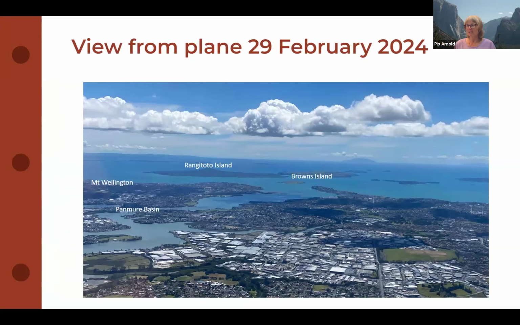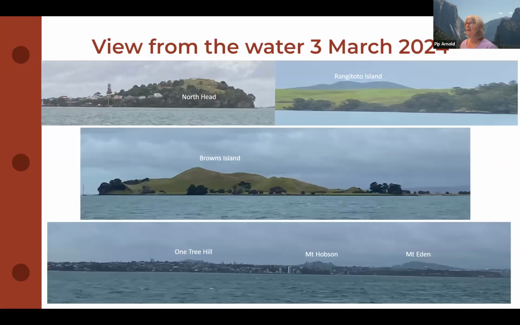So here's another picture. This is when I flew to Dunedin just after we were working on this. I thought, look, I can get another picture of our volcanoes: Rangitoto, Browns, Mount Wellington, and Panmure Basin. And then I was on the water. I'm not always out and about like this, but I just happened to be.